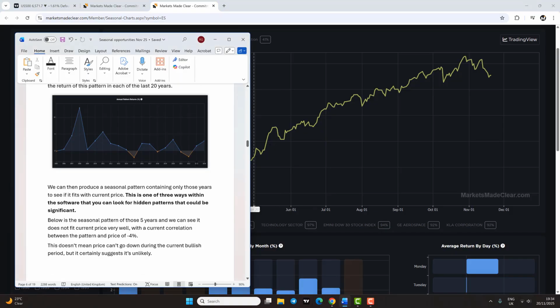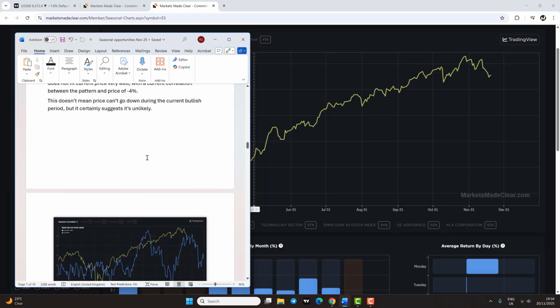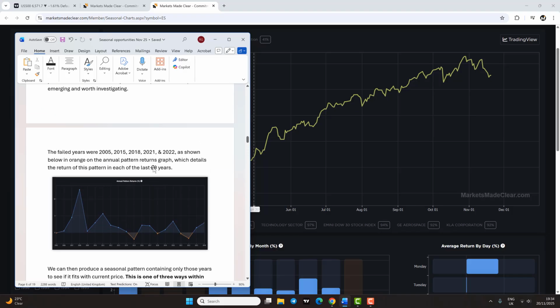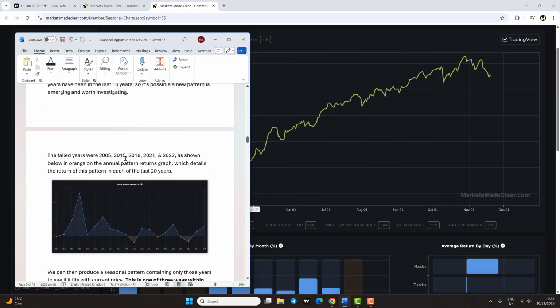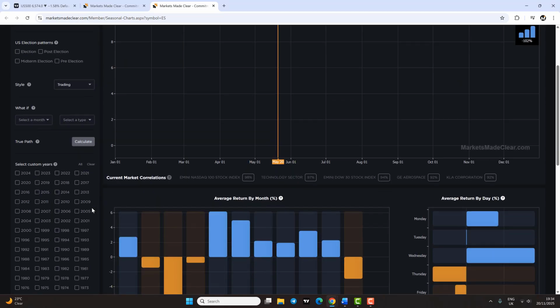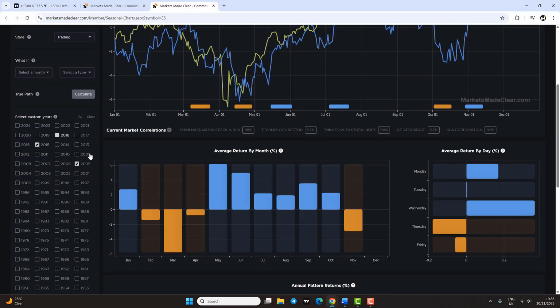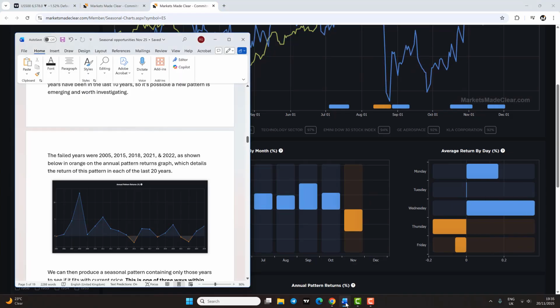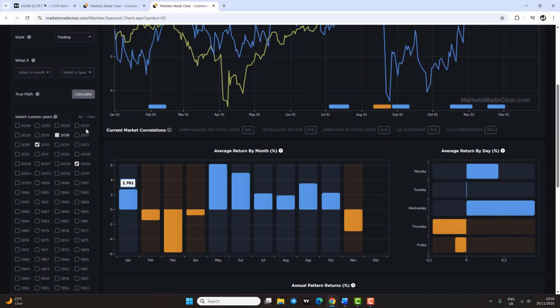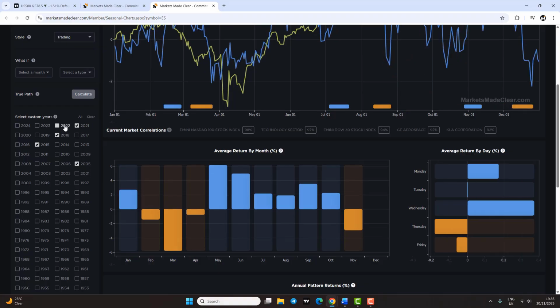I've got the notes in here. 2005, 15, 18, 21, and 22. So we can do that. We can go in here and select the year, and turn that off. So 2005, 2015, 2018, 2021, 2022.